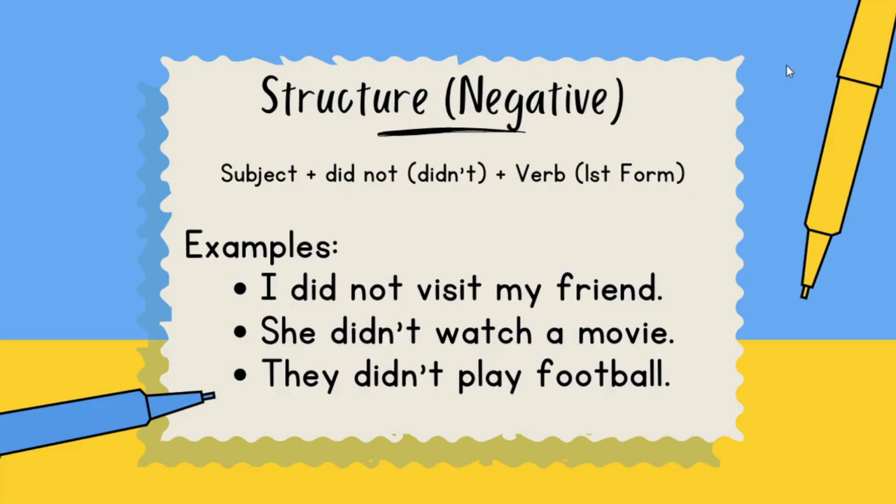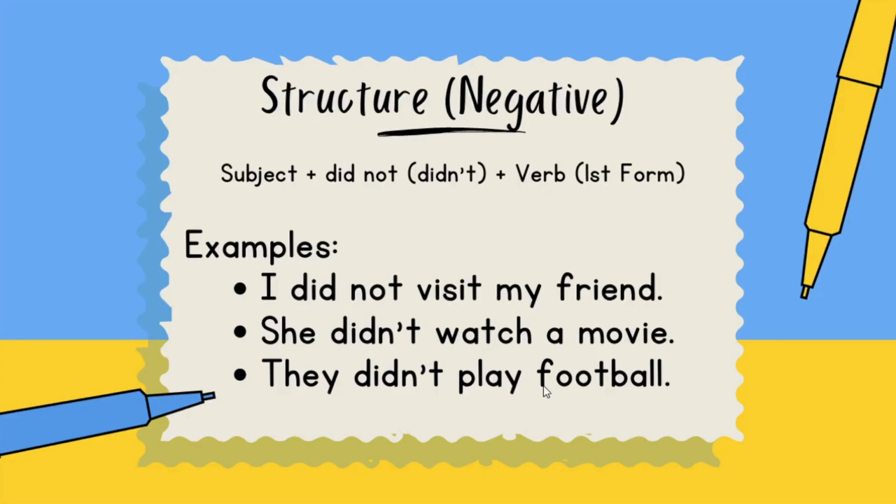For example, I did not visit my friend. Here I is the subject, did not is the auxiliary verb, and visit is the main verb, my friend is the object of the sentence. She did not watch a movie. In the second sentence we use the contraction of did not, which is didn't. They did not play football.